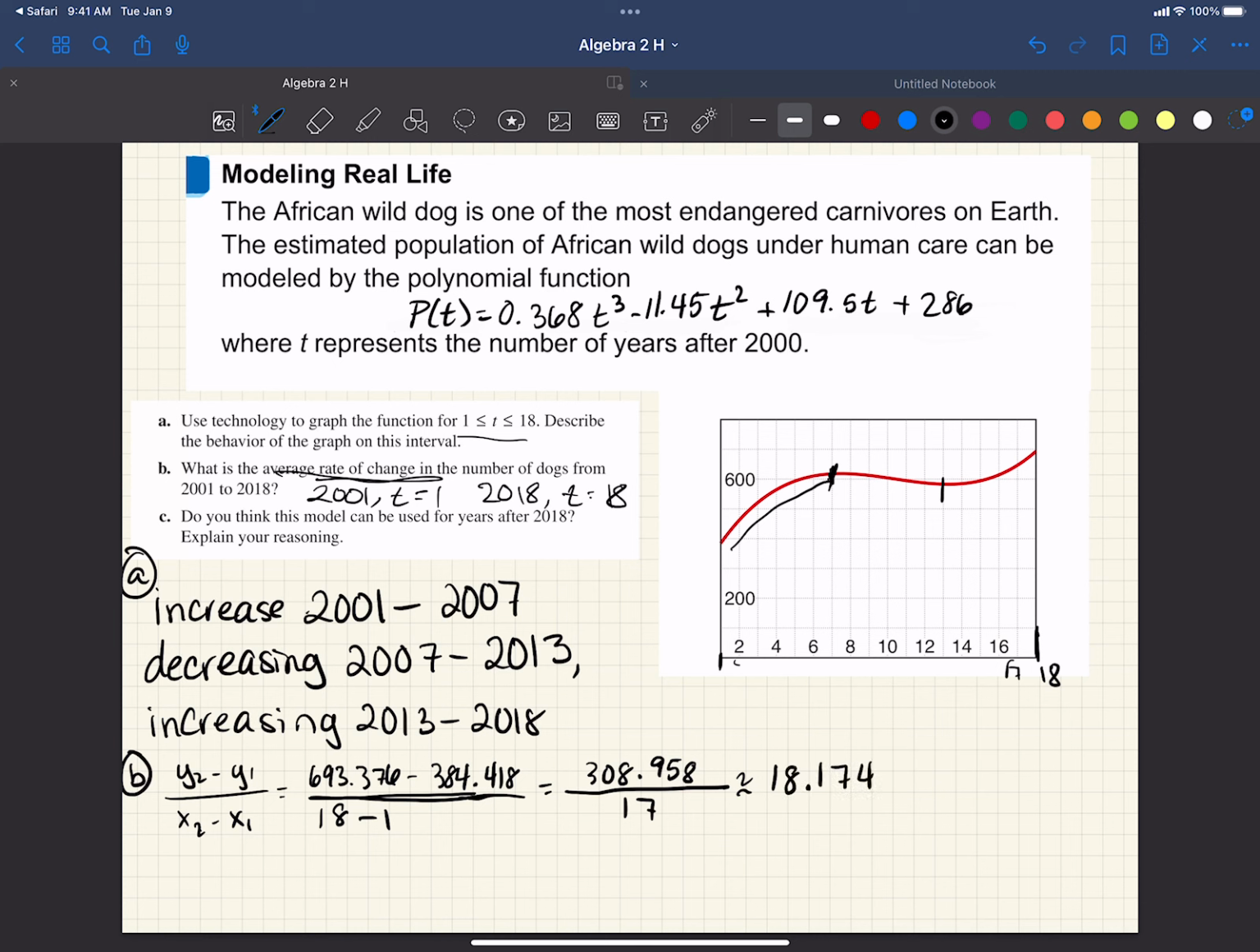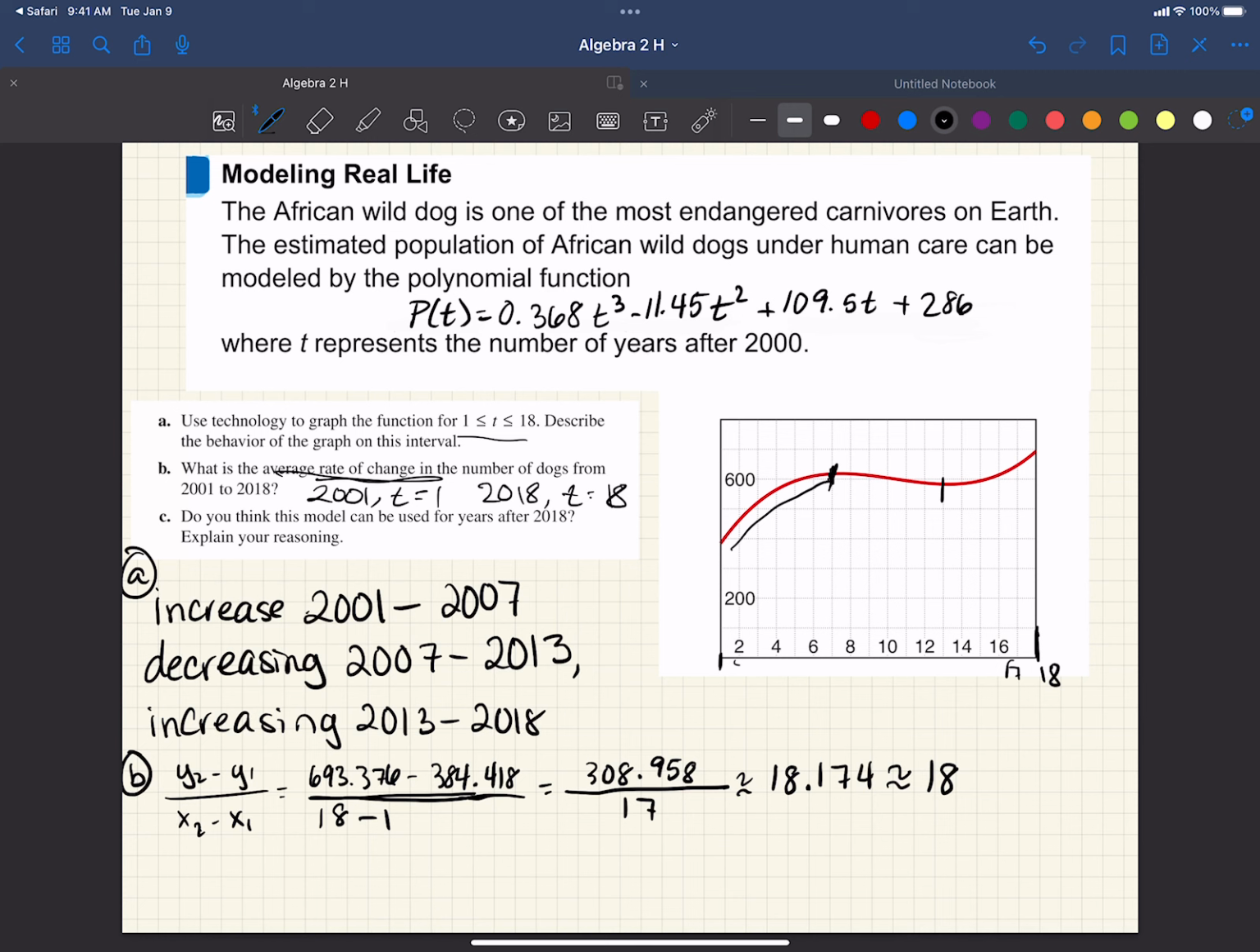And then when I divide that by 17, I get roughly 18.174. Remember, when it comes to animals, people, things like that, you don't give decimal answers, you round them to whole numbers. So we would just say about 18 dogs. The rate of change is 18 dogs per year. So that's essentially what is happening.